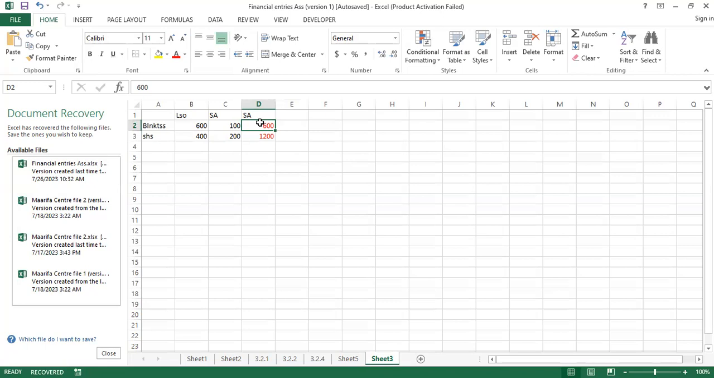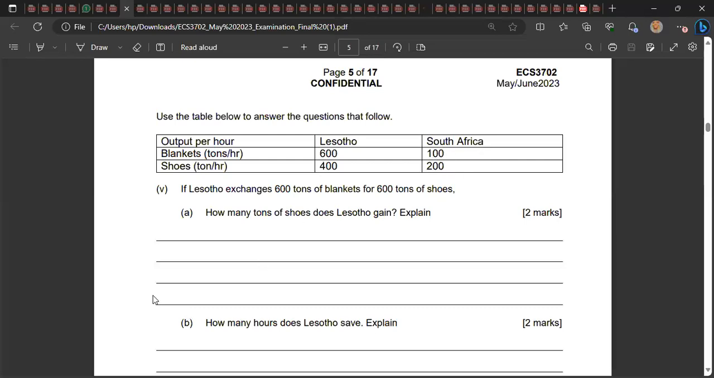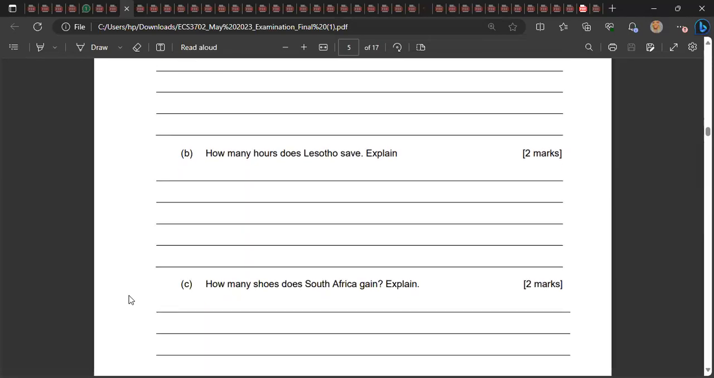Does that make sense to anyone? So that should basically tell us that 1,200, which is what should have cost them, against what it actually cost them, 600, basically gives you another 600 there. Let me take you back to the question. So what you basically do when you get a question like this, then it gets slightly complicated now, where you need to find out, like in this instance, how many shoes does South Africa gain?